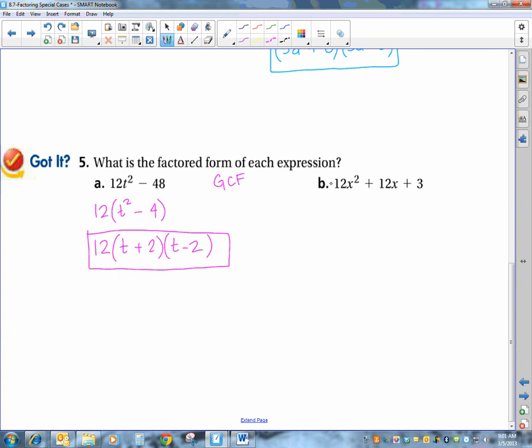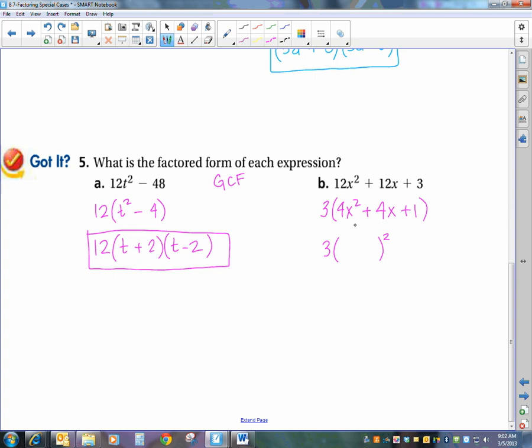Over here, again, 12 is not a perfect square. 3 is, so I'm going to factor out my 3. That leaves me with 4x squared plus 4x plus 1. Now I have a perfect square and a perfect square, so let's see if that works as a perfect square trinomial. Square root of 4x squared is 2x. Square root of 1 is 1. Get my sign from the middle term. 2x times 1 is 2x, times 2 is 4x, which is my middle term.